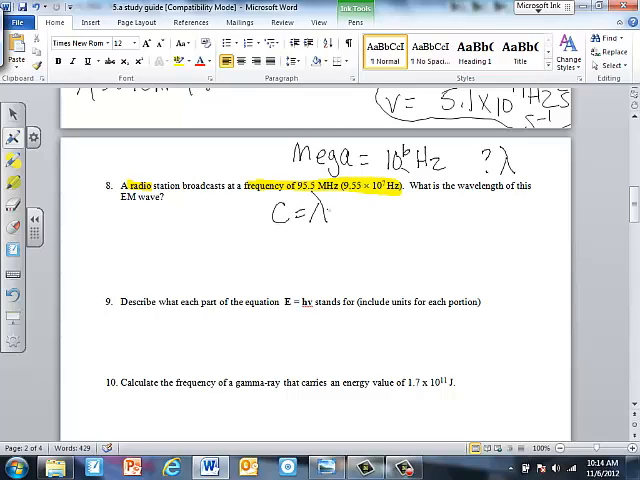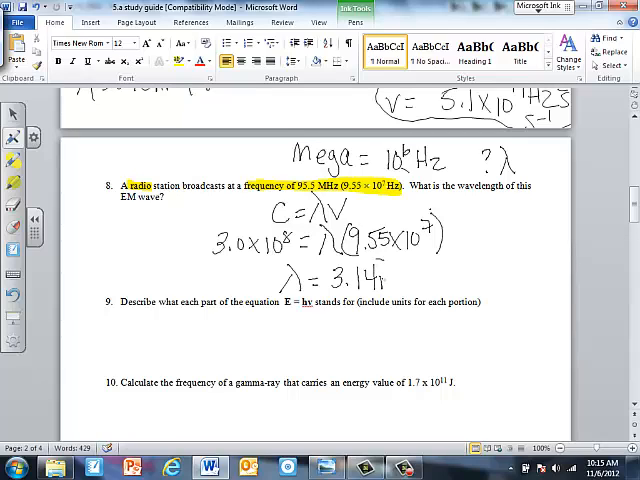So we use the same equation here. We still know the speed of light, 3.0 times 10 to the 8th is equal to, this time we're looking for the wavelength, and we have the frequency, which is 9.55 times 10 to the 7th hertz, or 1 over s. Again, to manipulate it, we divide both sides by 9.55 times 10 to the 7th. So for our wavelength here, we should end up with 3.14 meters.